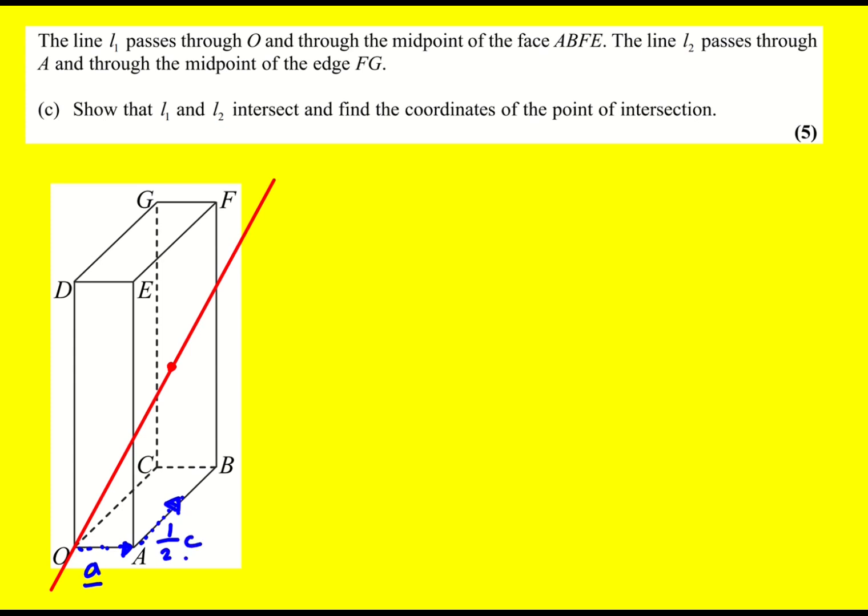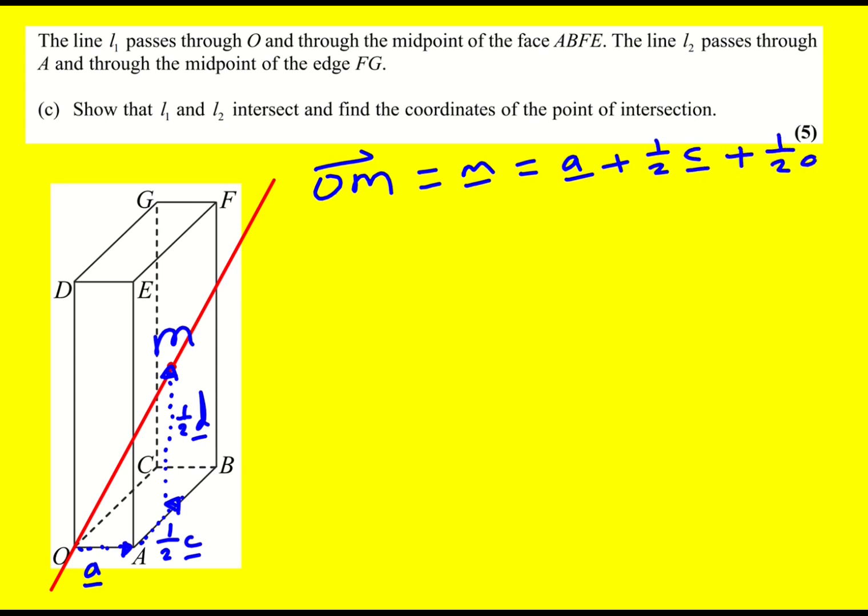So it's going to be half C. And then finally, I'm going to go up half of OD. So this is a half D. And maybe I'll call this point M. So OM, which is going to be little m, is going to be A plus a half C plus a half D.